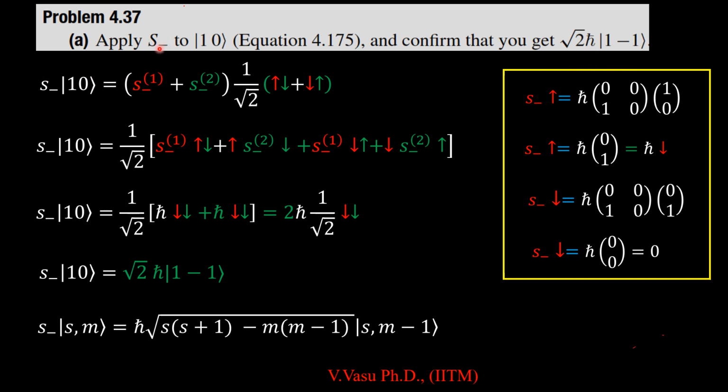Now this S minus is the lowering operator. We are going to see what will happen if the lowering operator acts on ket 1 0. Let us consider the electron and proton as our example in the usual way. We can explain it in a simple way using that method. Here S minus 1, shown in red color, is the lowering operator for the electron, and S minus 2 is the lowering operator for the proton, which I have shown in green color.